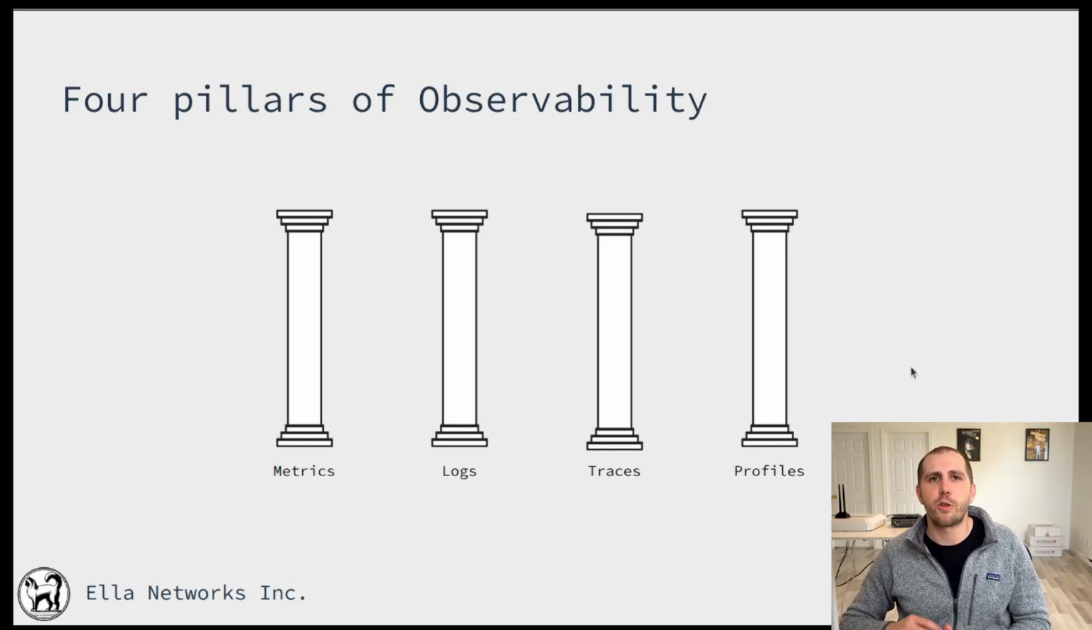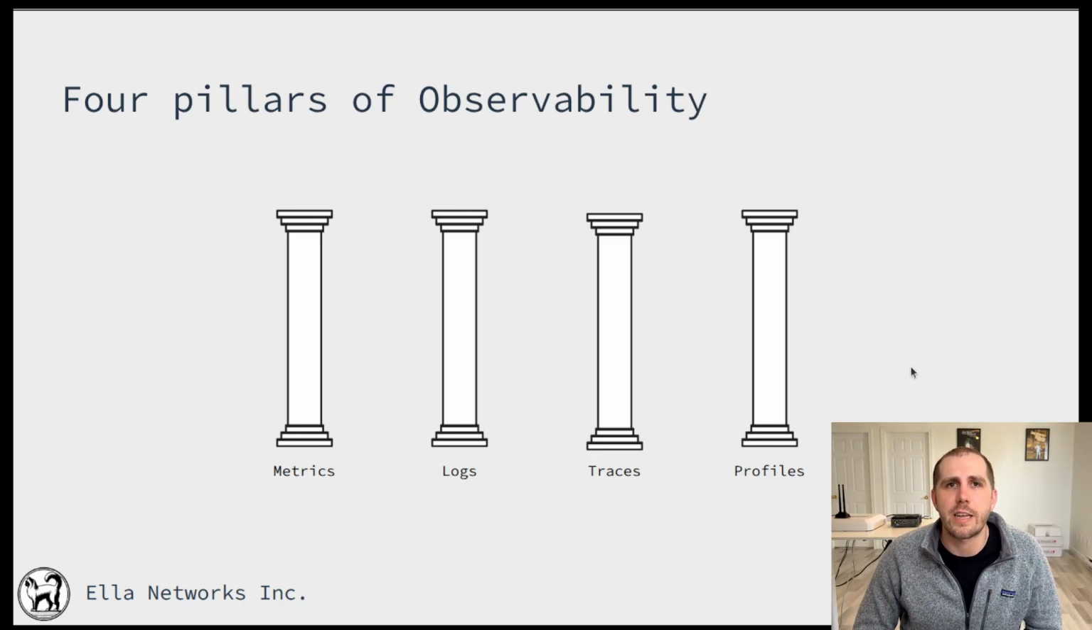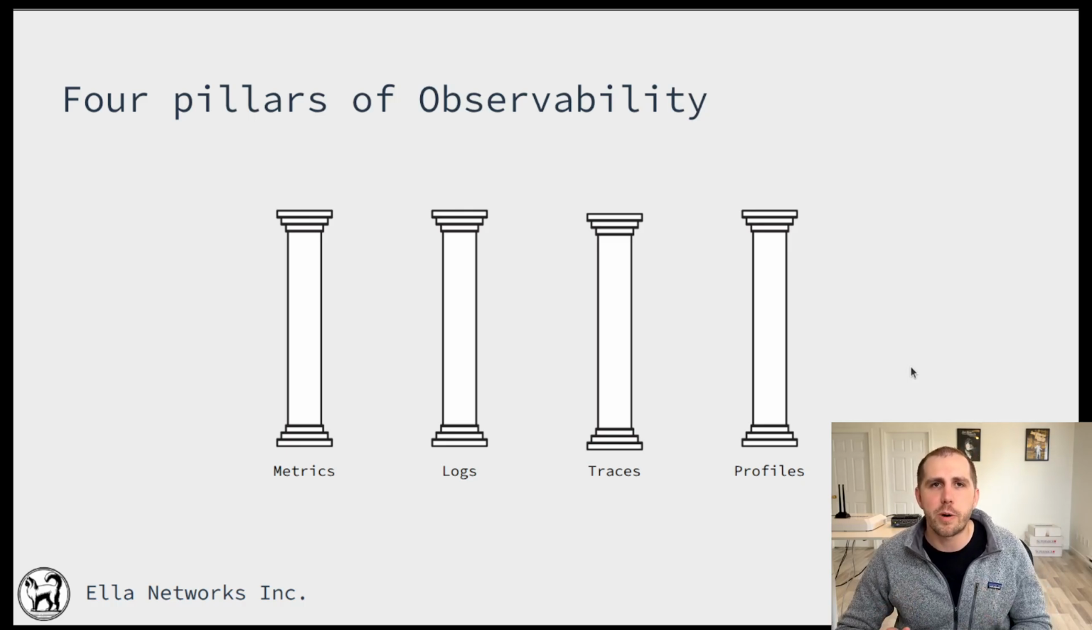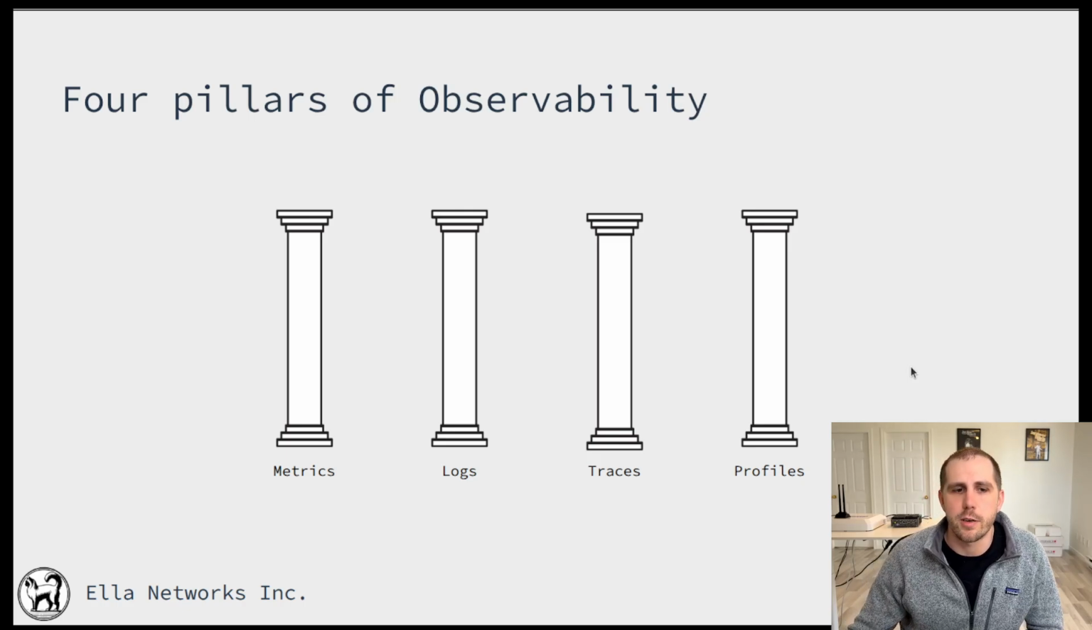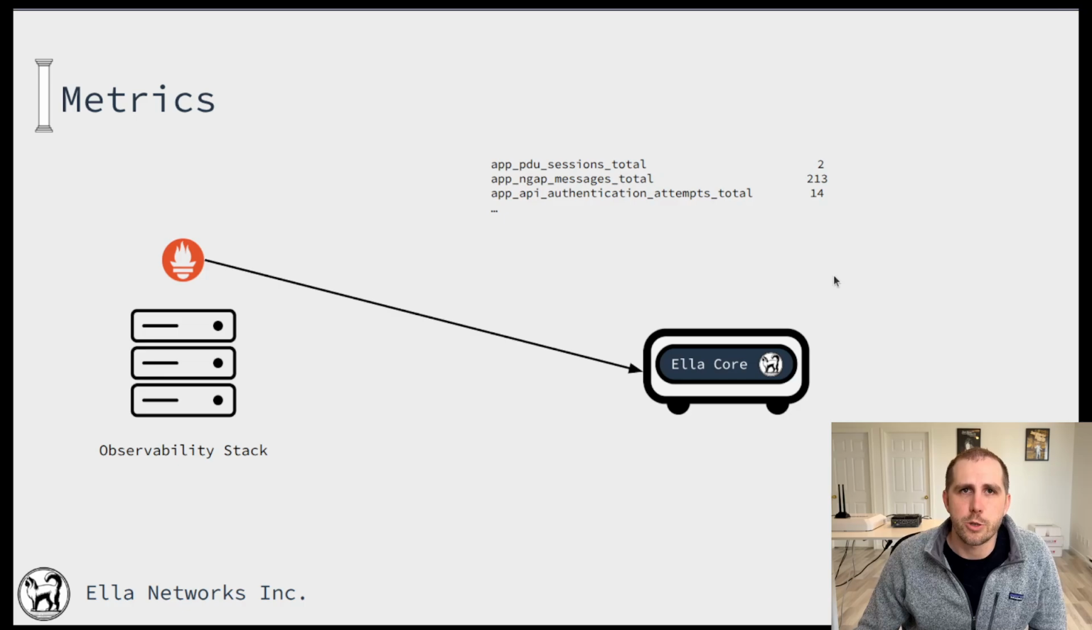Let's start by looking at the 4 different observability signals that ELA Core exposes. Those are metrics, logs, traces, and profiles. Metrics and logs are for everybody running a private 5G network. Traces and profiles are more niche and typically geared toward developers, but I'll present them anyway because I think they're very interesting. Let's start with metrics.